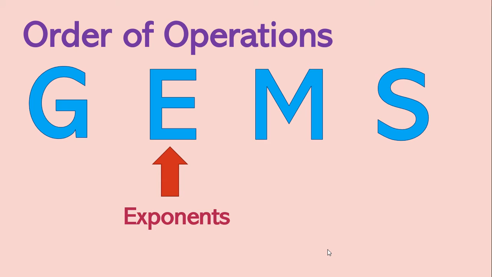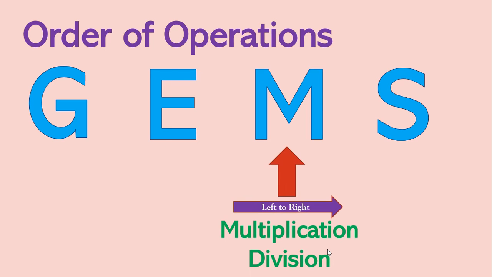The E stands for exponents. So if you see exponents, such as 10 to the power of 2, in your equation or expression, you want to solve those after solving anything that's in the grouping symbols. The M stands for multiplication and division. If you have both multiplication and division in your expression or equation, you solve them left to right, just as if you were reading a sentence.